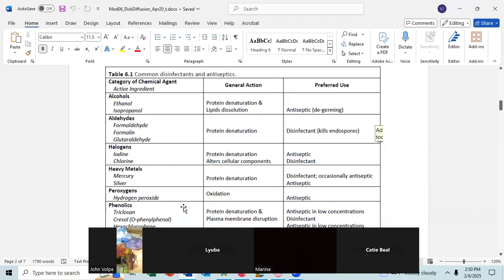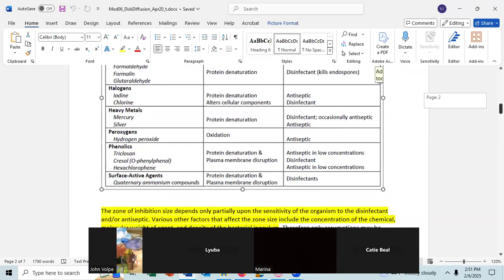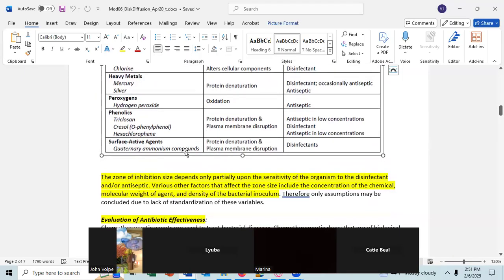Peroxygens, like hydrogen peroxide, are actually a very good antiseptic treatment because they can kill endospores. Phenolics, chemicals like phenols, are usually used as a disinfectant, but can be used as an antiseptic in low concentrations. Surface active agents are disinfectants. Actually, soap and detergents are surface active agents, and there are new ones like quaternary ammonium compounds, which are used more in the hospital, and they're very good disinfectants.